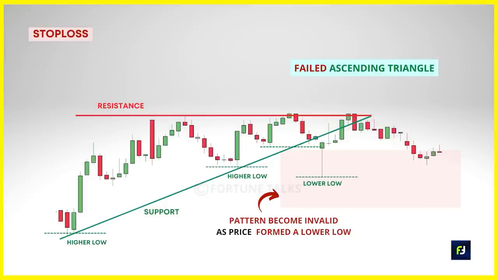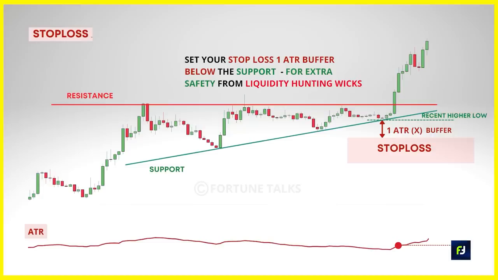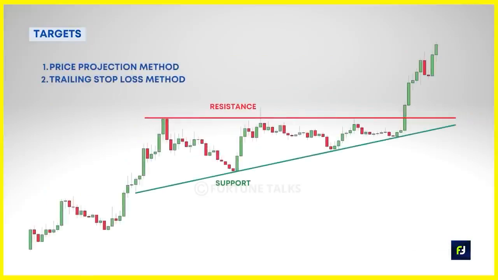So it is exactly the place where you need to keep your stop loss, that is just below the recent swing low level. You can give the price some breathing space by adding one ATR buffer below the recent swing low. I hope it is clear. Now the third and most important point, when and where to exit your winning trades for maximum profits.